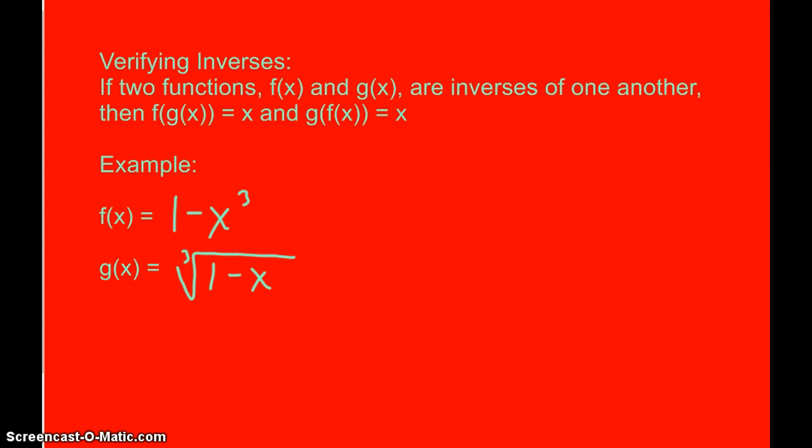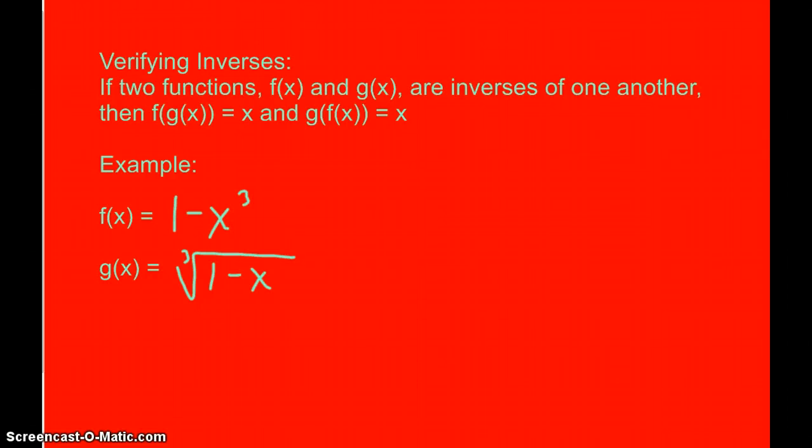Our last part today is going to be what's called verifying inverses. We can find inverses by switching x and y. There is another rule that allows us to verify if two functions are inverses of one another without having to do quite as much work. It says if two functions, f of x and g of x, are inverses of one another, then f of g of x will equal x, and g of f of x will equal x. In other words, when you plug one equation into the other, everything should cancel out except for an x.